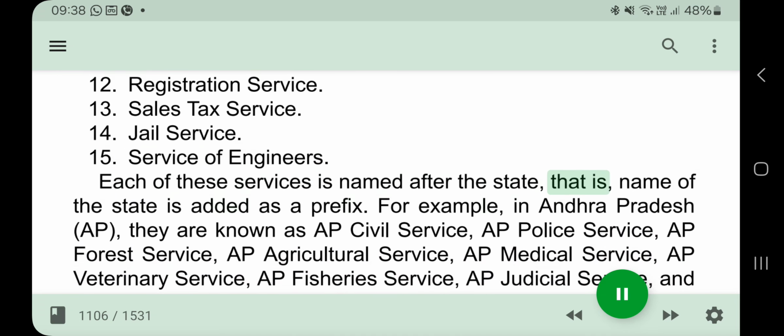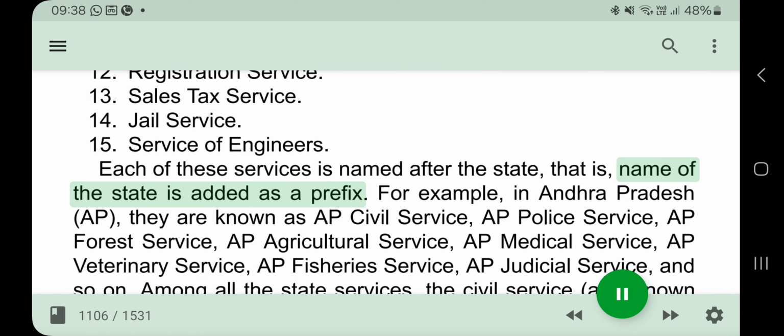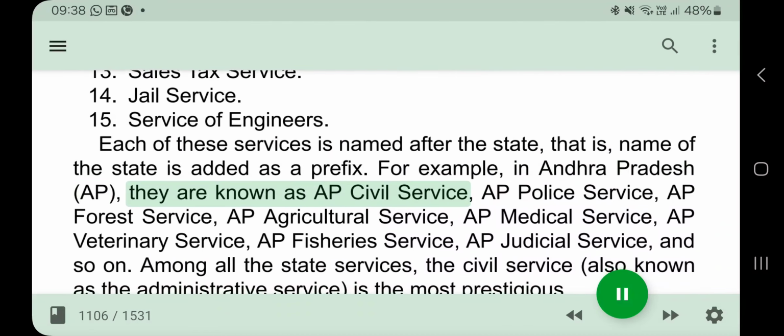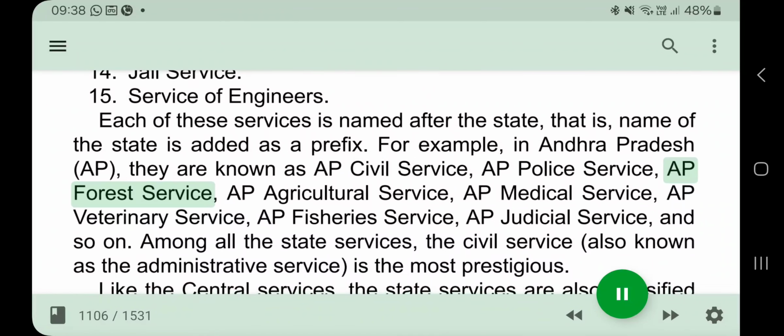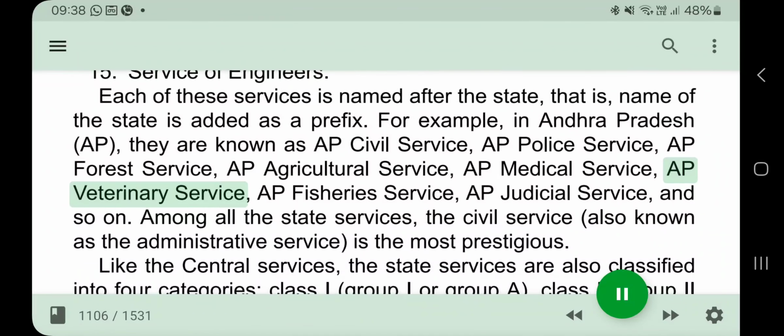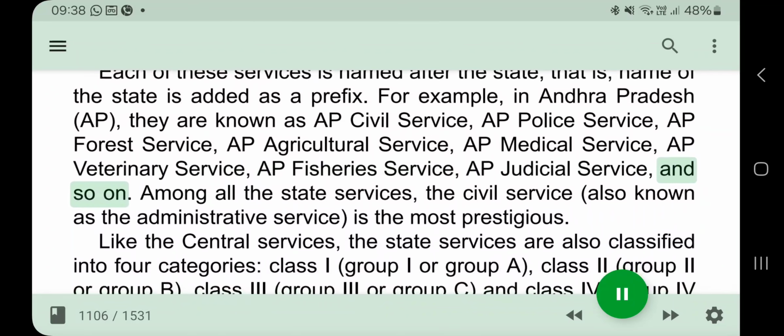Each of these services is named after the state, that is, the name of the state is added as a prefix. For example, in Andhra Pradesh, AP, they are known as AP Civil Service, AP Police Service, AP Forest Service, AP Agricultural Service, AP Medical Service, AP Veterinary Service, AP Fisheries Service, AP Judicial Service, and so on.